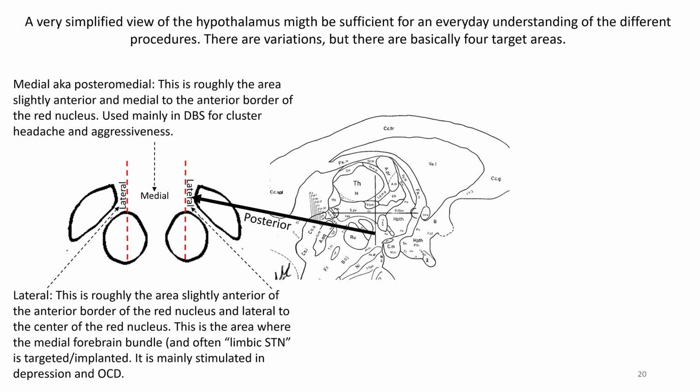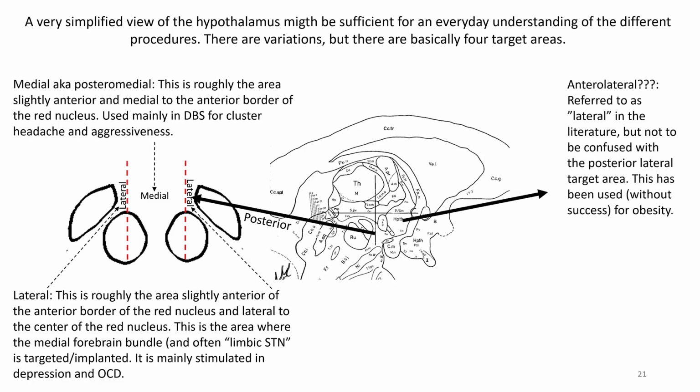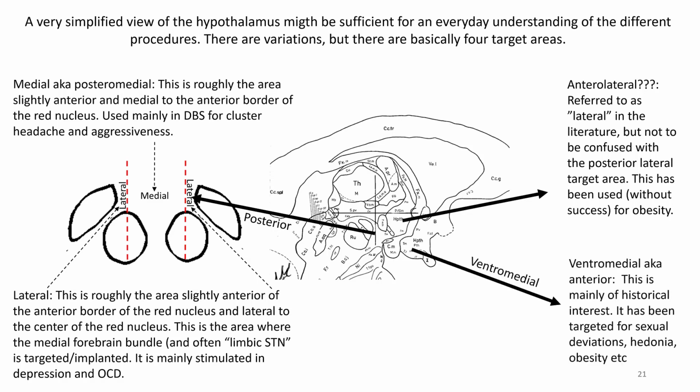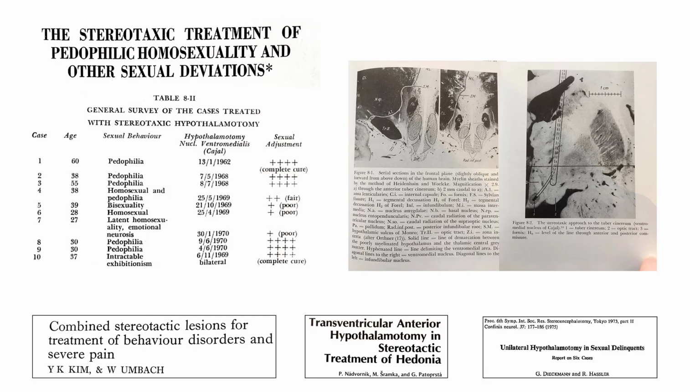The lateral area is where the medial forebrain bundle and often limbic STN is targeted or implanted. It is mainly stimulated in depression and obsessive-compulsive disorder. More anterolateral, we find an area which has been used without much success for obesity. And finally, deeper down, we have the ventromedial or anterior area, which is mainly of historical interest and has been targeted for sexual deviations, hedonia, obesity, and other strange indications.